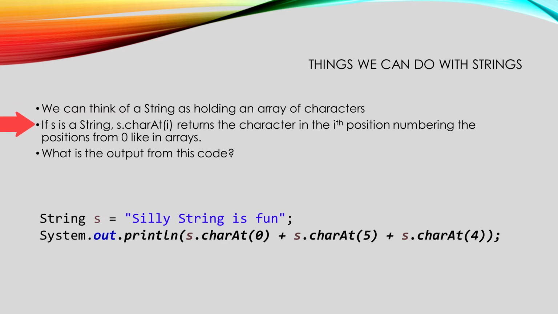If you want to get the character that is in a particular position, we use the charAt method. It has one parameter that is the position we're interested in, and it returns the character in that position. Zoomy, can you be the machine?